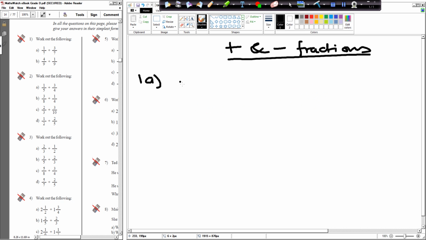Now, the answer to 1B is 4/9 add 1/9. The student said it's 5/9. Lovely answer. We are now looking at question 2a.